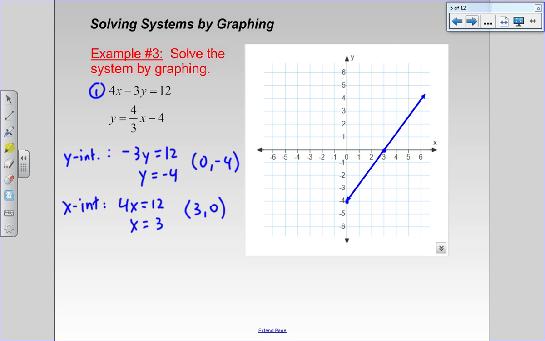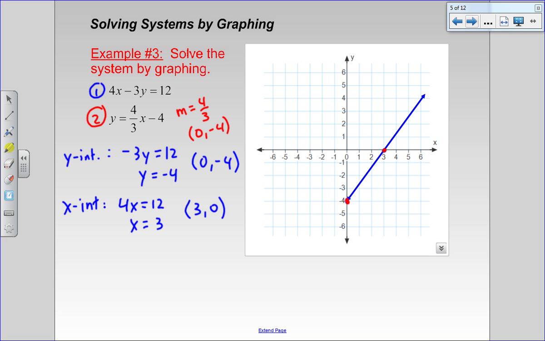Moving to our second equation, y equals 4/3 x minus 4. Well, we can see from slope-intercept form that the slope of this line is 4/3. The y-intercept is the point 0, negative 4. So we mark 0, negative 4 on our graph. And notice when we count a rise of 4 and a run of 3, up 4 units and over 3 units, we end up on that same x-intercept of 3, 0.